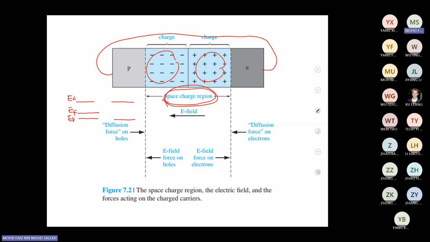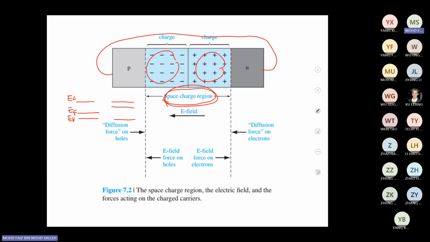Near to EC. Near to EV. So N-type is near to EC. Okay. EF we can consider as showing us the number of electrons. When it's near to EC, it means that the material has more electrons. When it's near to EV, it means that it has more holes.